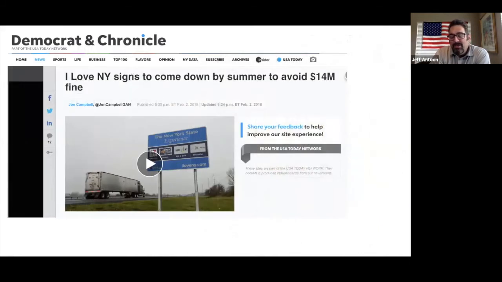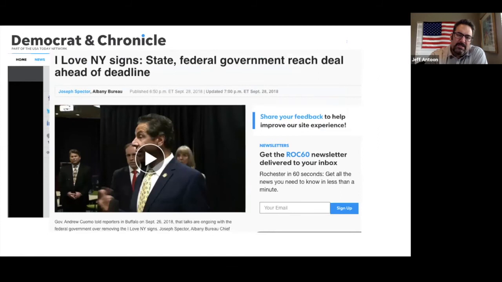That's a decent analogy. There was even one where I Heart New York signs were told to be taken down by the federal government. And if they didn't do this, this is under Trump's administration, just in 2018, they'd have to pay a $14 million fine. So they settled in court. You can see here, at the end of the year in September, they reached a deal ahead of the deadline. There's Andrew Cuomo, the governor. I think he's the mayor now of New York, isn't he? And he was governor at the time, it looks like.